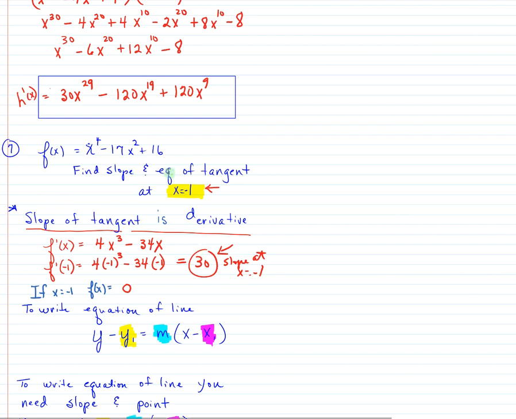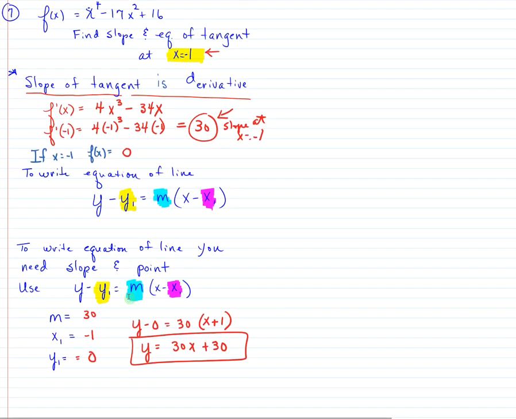When we write the equation of a line, you need 2 things. You need the slope and you need a point. Well, we've got the slope. We have an x value of a point. We don't have the y part of the point. So if x is -1 and you plug -1 in here, you should get 0. So your point would be -1, 0. All right.